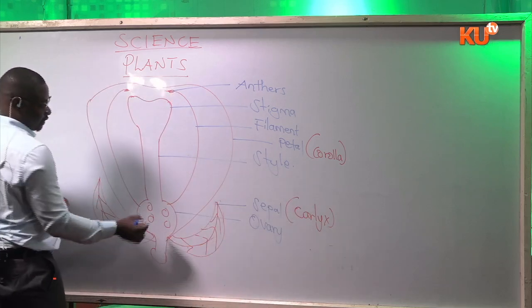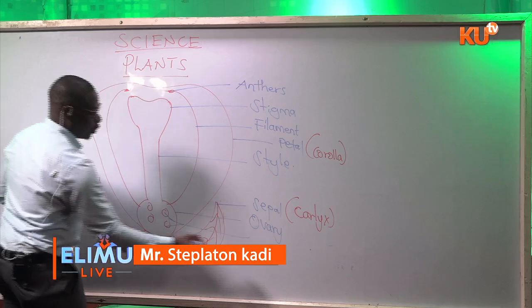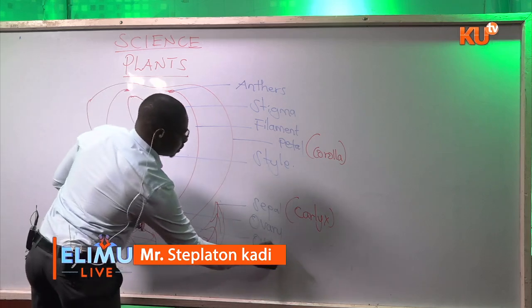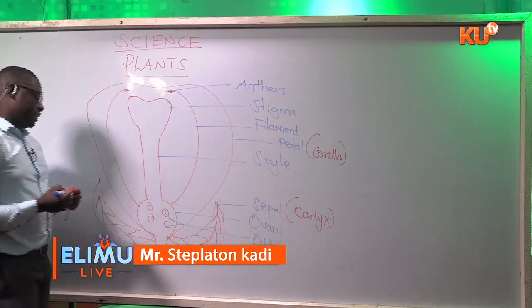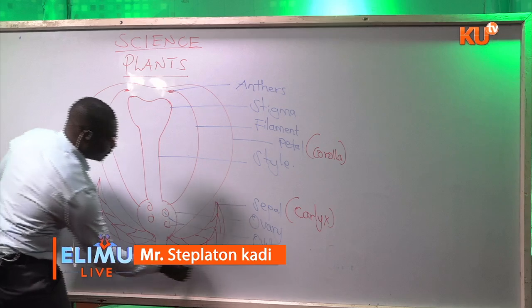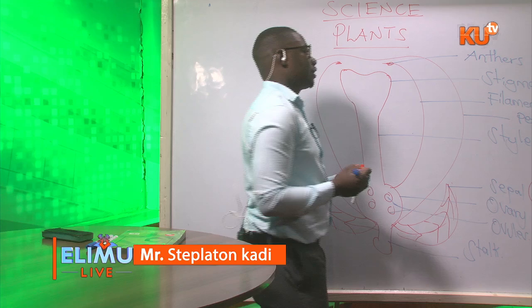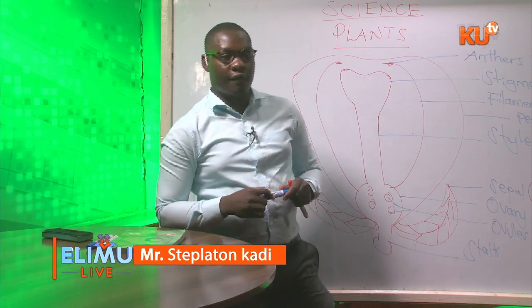We have this part is called the ovary. So we have the ovary. Inside the ovary, we find the ovules. Then we have the stalk right here. So those are the parts of a flower.